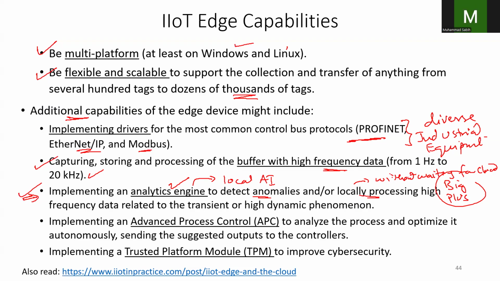And then from a control perspective, it should also be able to implement APC. We call it advanced process control, to not just monitor but also to optimize, because advanced process control helps us optimize the processes on the fly. And finally, security is another concern. So a trusted platform module should be integrated to secure data, storage, and communication, and all these things.